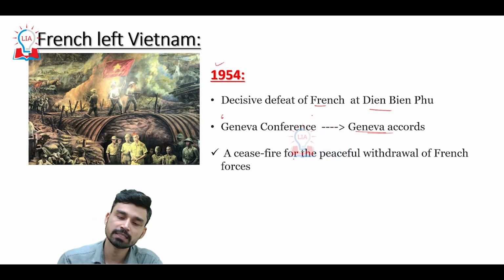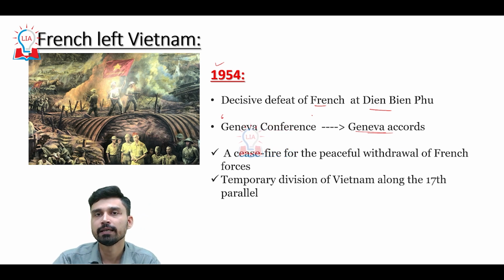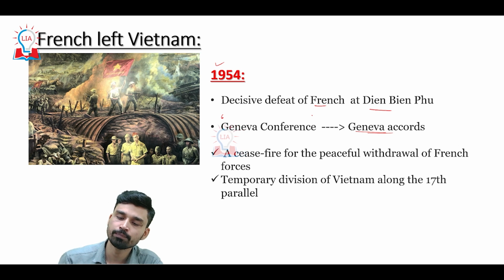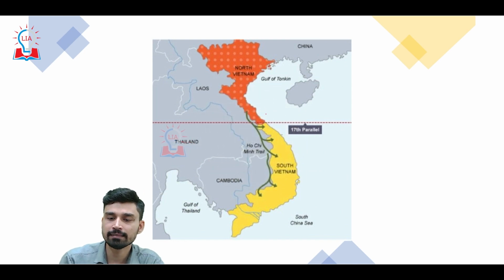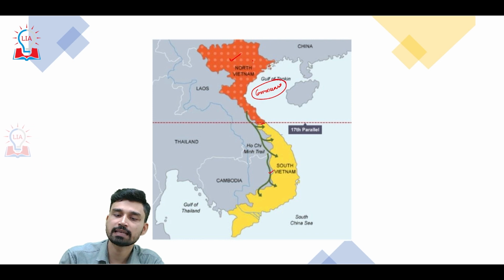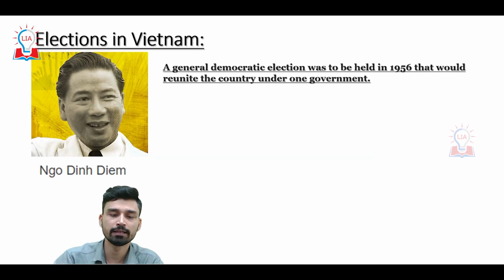As per the Geneva Accord, a ceasefire for the peaceful withdrawal of French forces was agreed upon, and it was also decided that Vietnam would be divided temporarily along the 17th parallel. The 17th parallel is a line passing across the 17-degree north latitude, and it divides Vietnam into two parts, North Vietnam and South Vietnam, as we can see. The red part is North Vietnam, which was largely under the influence of the communist government because Ho Chi Minh had established his headquarters in northern Vietnam, and southern Vietnam was largely under the influence of French colonial powers and also American forces later on.